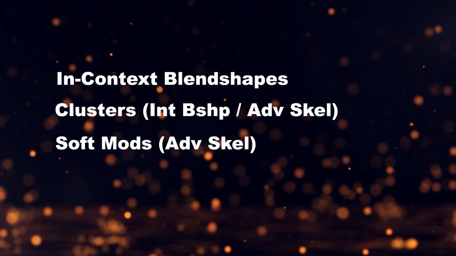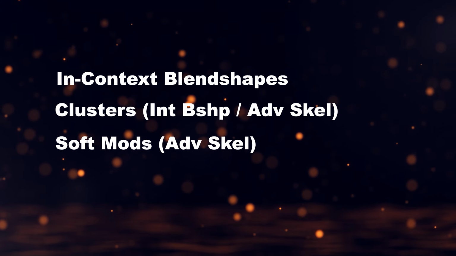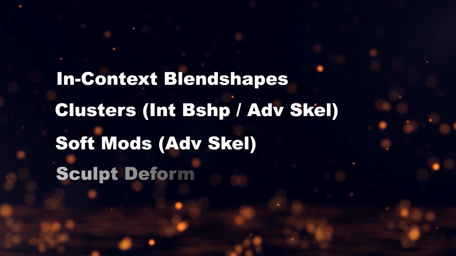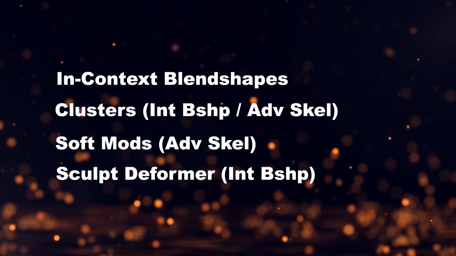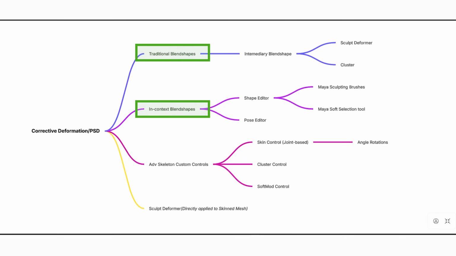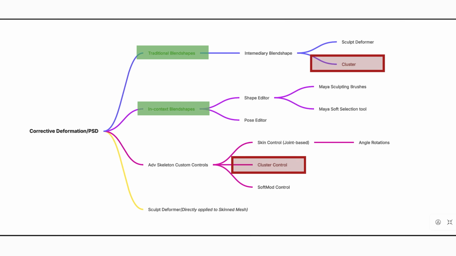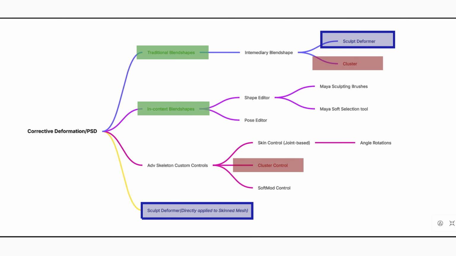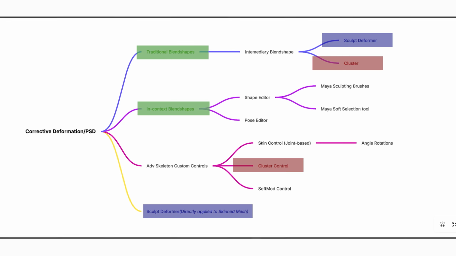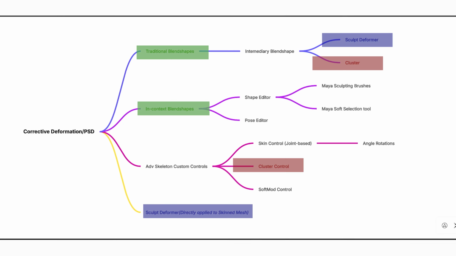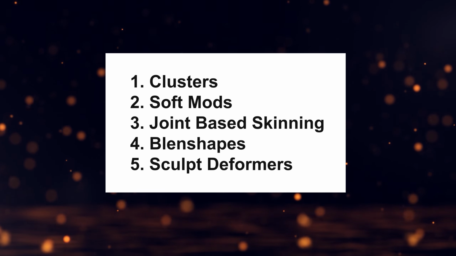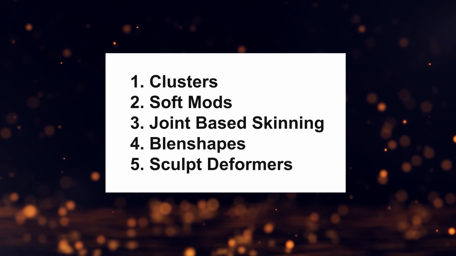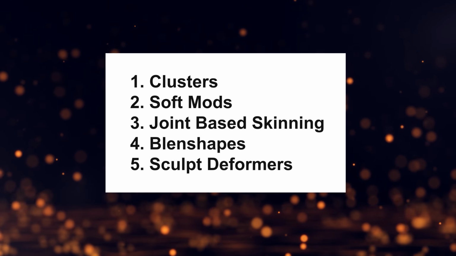Soft mods by way of advanced skeletons custom soft mod control, and sculpt deformers by way of an intermediary blend shape. Even though some of the new additions appear to be a hybrid or alternate version of the original three, what I've essentially done is added 2 additional deformer types to the original 3 that I started with. Here's a list of the 5 deformer types: clusters, soft mods, joint-based skinning, blend shapes, and sculpt deformers.